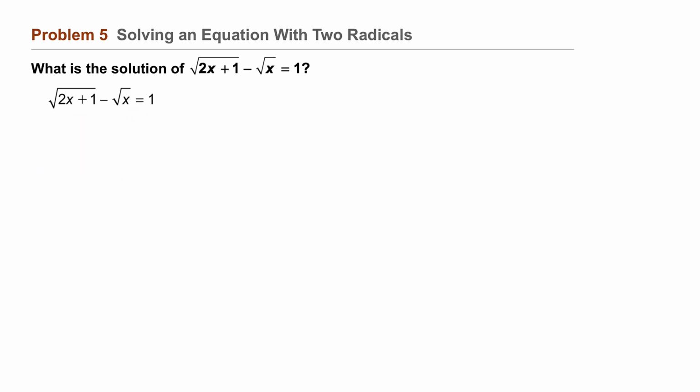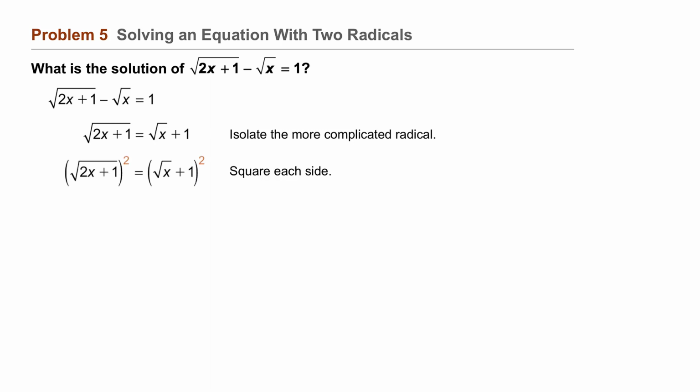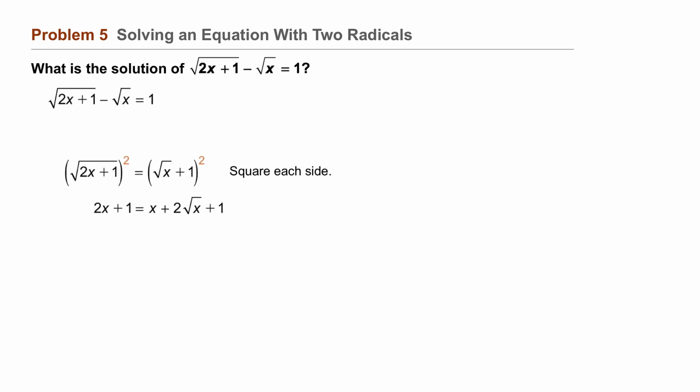And so we'll add the square root of x to each side and get the equation: the square root of 2x plus 1 equals the square root of x plus 1. And then we'll square each side. The square root of 2x plus 1 squared is 2x plus 1, and the square root of x plus 1 squared is x plus 2 times the square root of x plus 1.